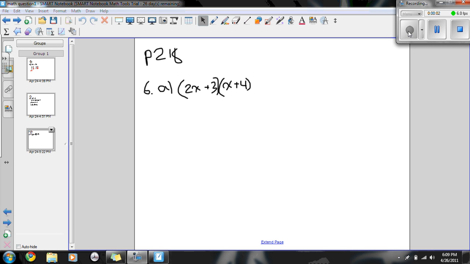So today we're doing page 218, 6A. The question asks to find each binomial product. To find the binomial product, we'll need to FOIL this. To FOIL, we have to multiply 2x by x, and then 2x by 4, then 3 by x, and then 3 by 4.